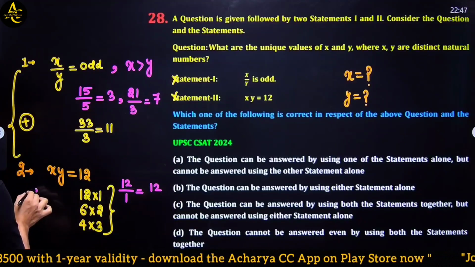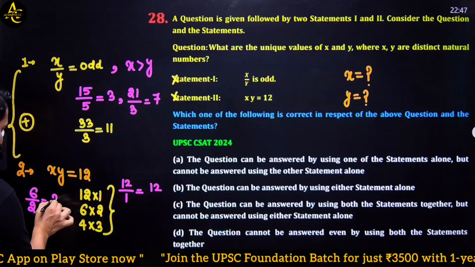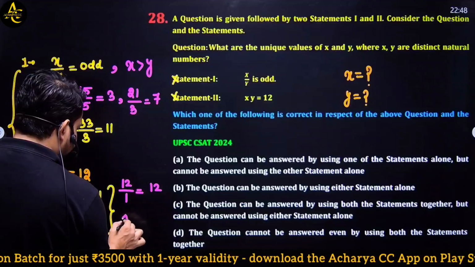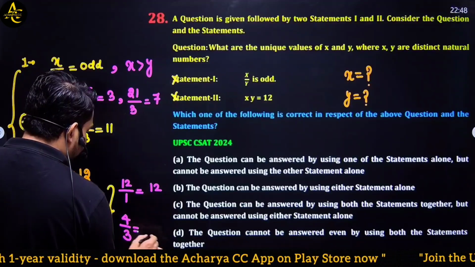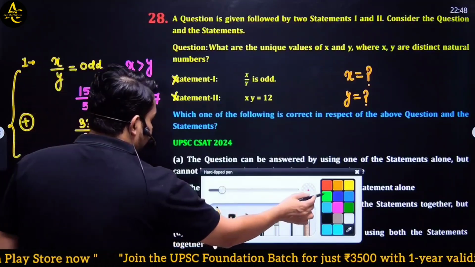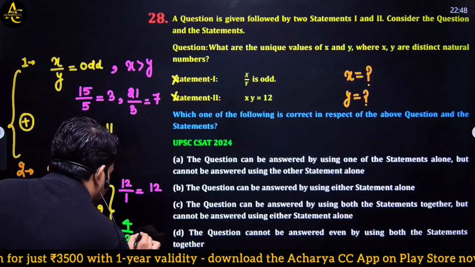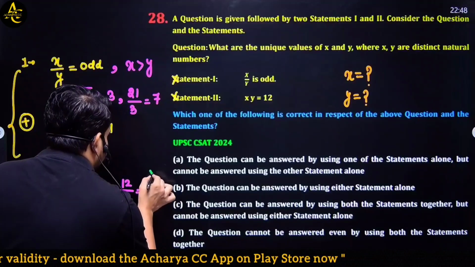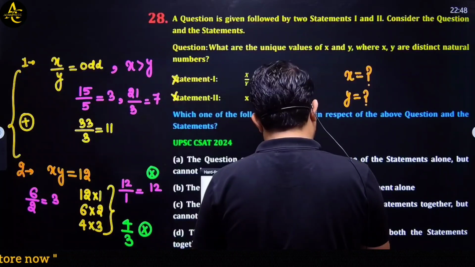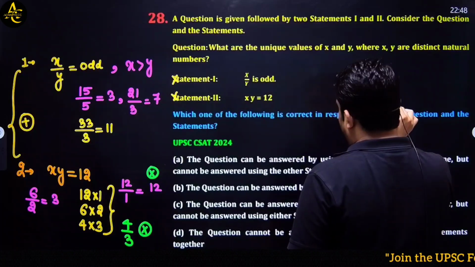If I take x equal to 6, y equal to 3, I will get an odd number. If I take x equal to 4, y equal to 3, I will not get any number, because 4 by 3 is nothing but a fraction. So this one is not possible. This one is also not possible. So what do we have? The value of x is 6. We have x equal to 6 and y equal to 2.